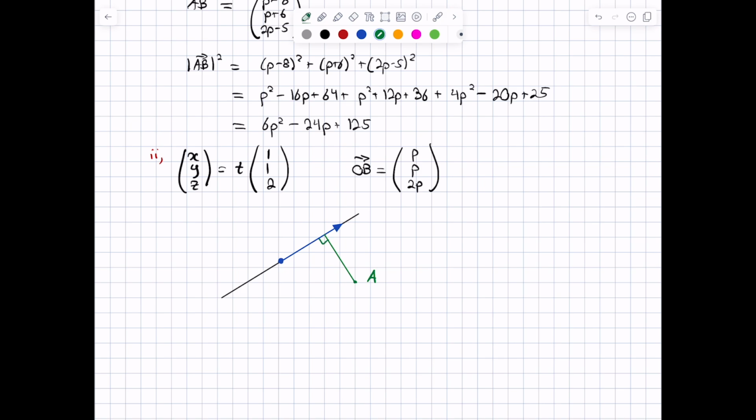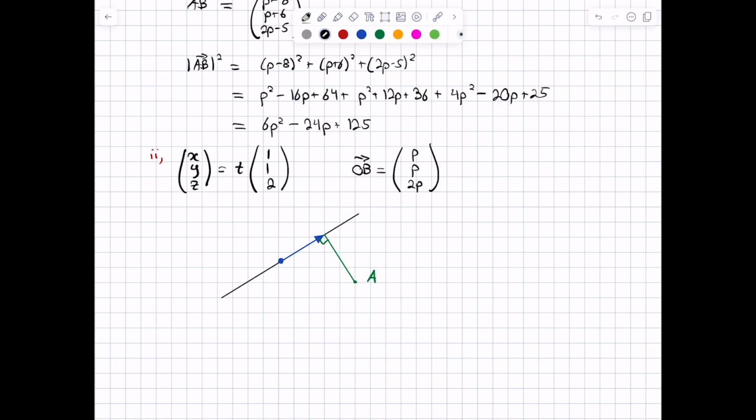But in order to find this perpendicular distance, I'd need to find the value of p that, once I move it, remember this vector is moving according to p, but once I move it, I end up at this point here. So I want the value of p which gives me B landing at that point, because then I'll have the vector BA or AB, and I can just take its length to find the shortest distance. So what I'm trying to do is minimize this particular expression here, because this is an expression for the length squared, and if I can minimize the length squared, then I'm able to minimize the length.